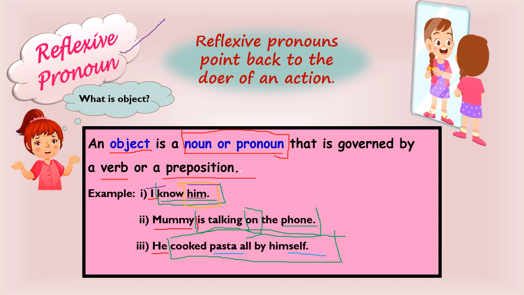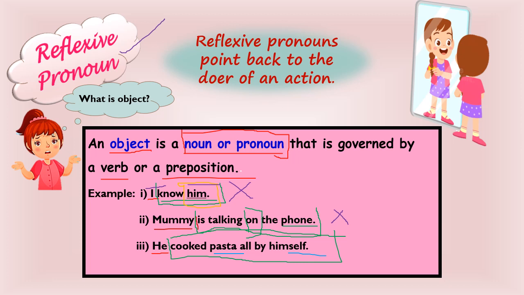Now see here. Who is him here? Are him and I the same person? No. So this is not a reflexive pronoun. And is there any pronoun here? No. So this is also not a reflexive pronoun. Cut it here also. Now, he cooked pasta all by himself. Sorry children, he cooked pasta all by himself.